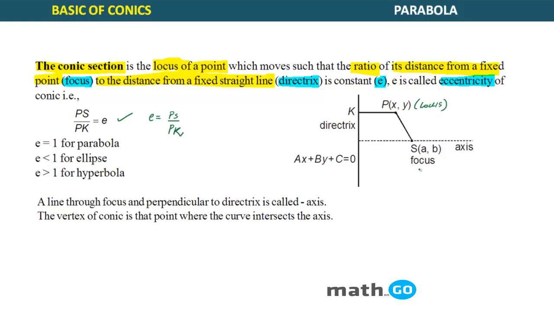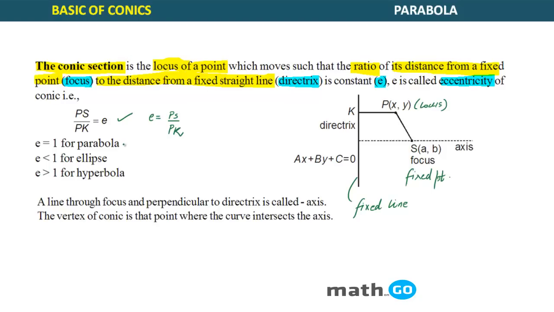And S is the fixed point that we are talking about. The directrix is the fixed line. So the ratio of the distance of the point from the fixed point to its distance from the fixed line is known as eccentricity, and that is how the conic sections are defined.